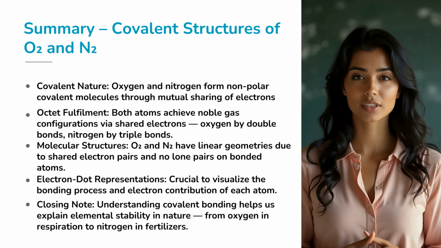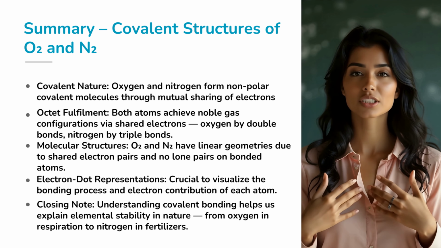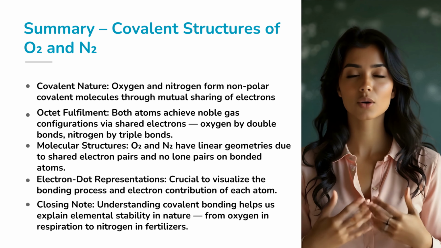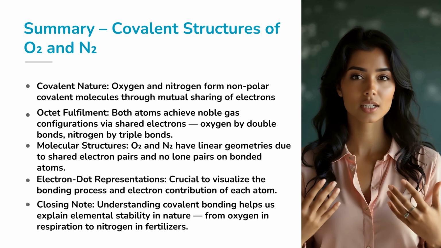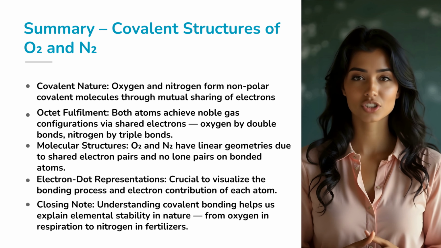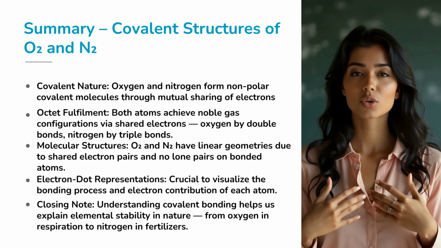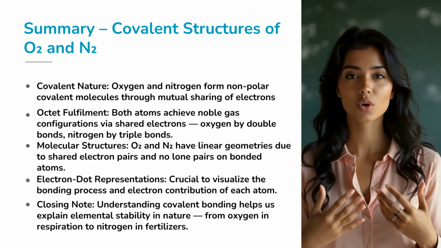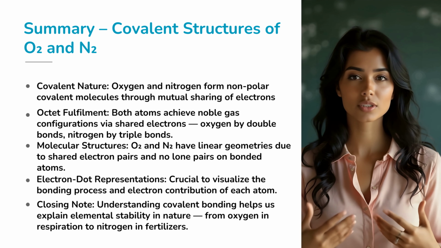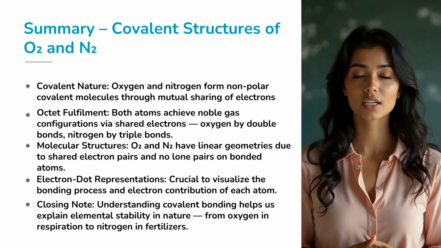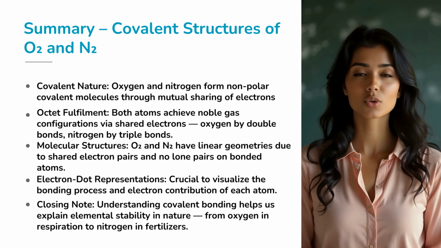Let's quickly recap everything we've learned about the covalent bonding in oxygen and nitrogen. In oxygen, each atom has 6 electrons in its outer shell and shares 2 electrons to form a double bond. The molecule is written as O=O or oxygen double bond oxygen. This is the O2 molecule. In nitrogen, each atom has 5 electrons in the outer shell and shares 3 electrons to form a triple bond. The molecule is written as N≡N or nitrogen triple bond nitrogen. This is the N2 molecule.